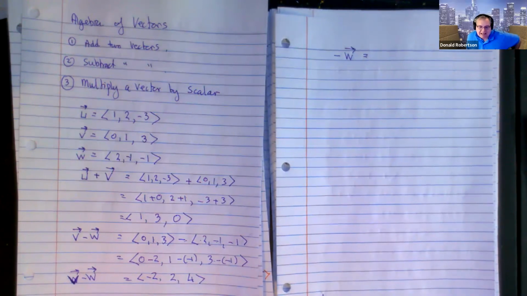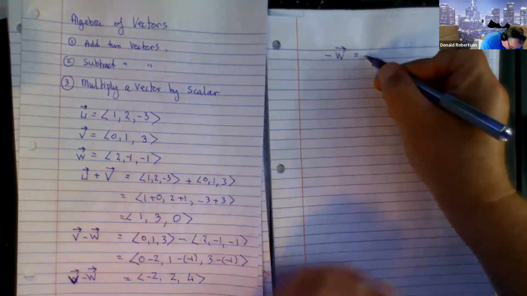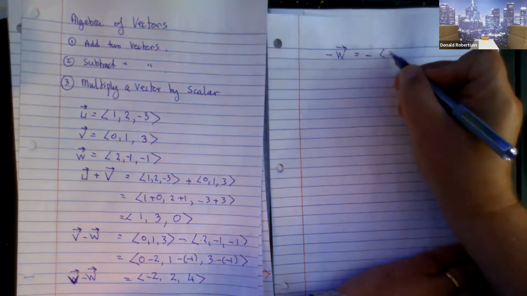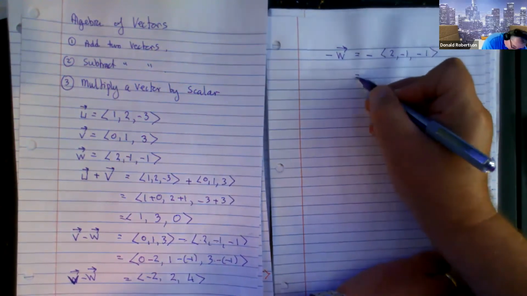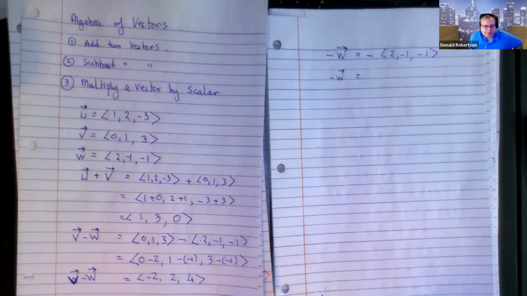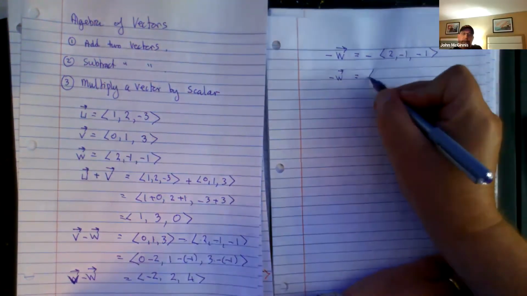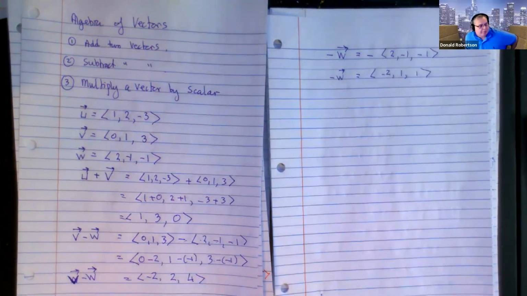I want to find the negative of the vector W. Well, here's the vector W. I want to find the negative of it. How would we do that? You distribute the -1 across each component. Agreed?